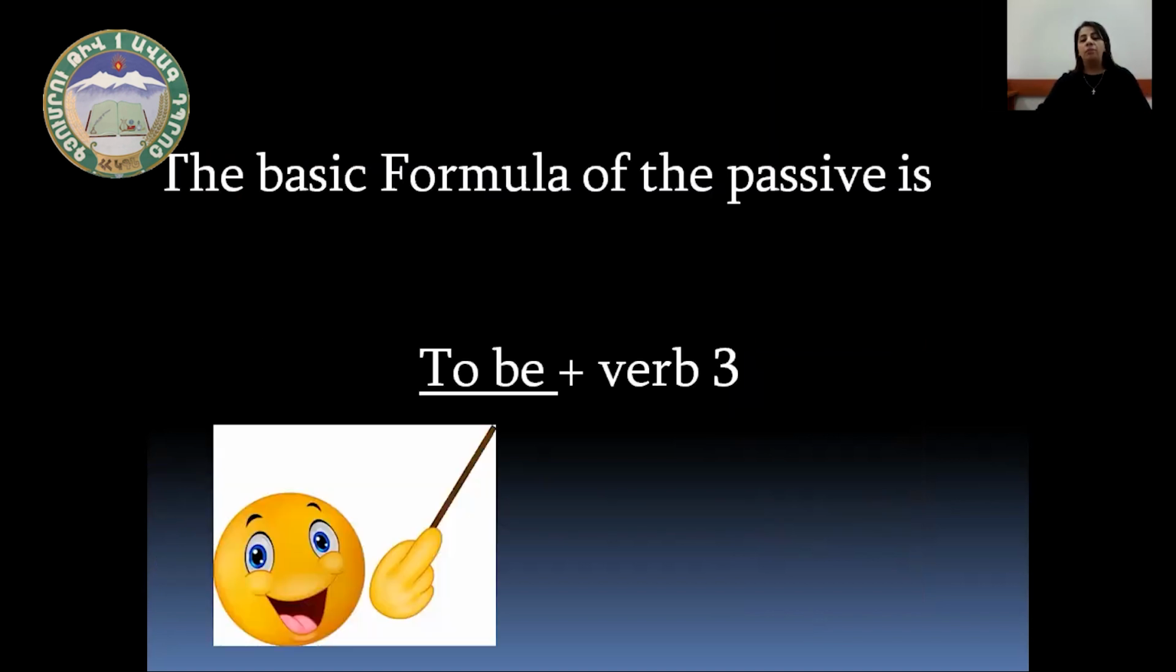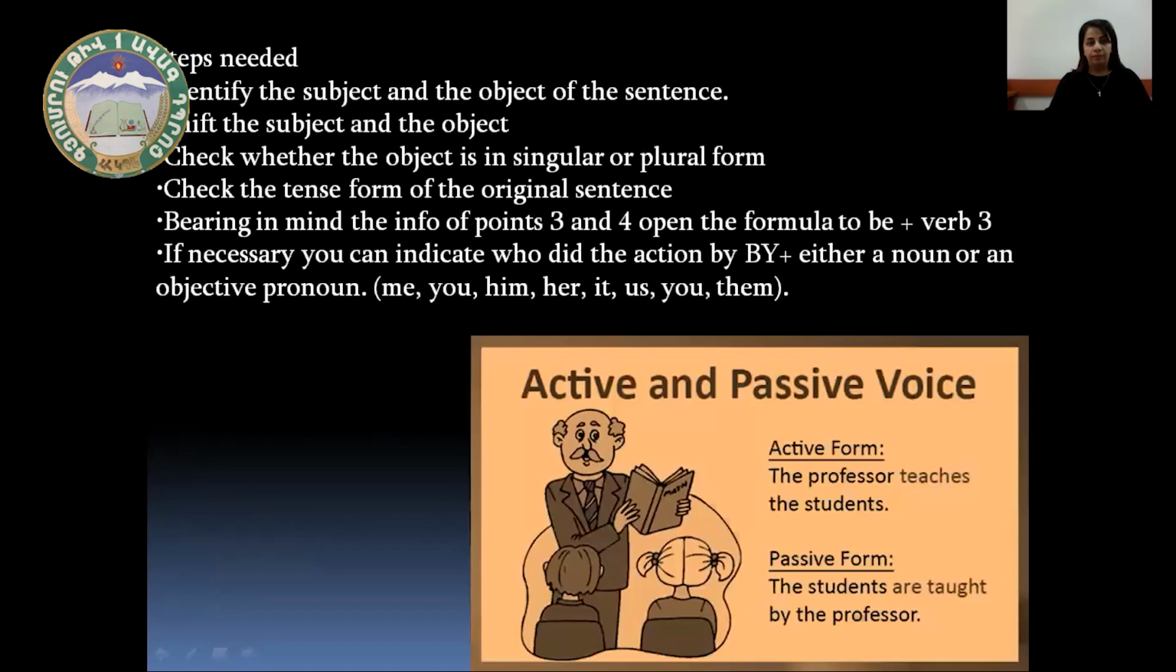So let's look at the basic formula of the passive voice in English. It is to be plus verb 3, where to be is the changeable part of the sentence. That means it changes with every tense form, whereas verb 3 remains the same. So let's look carefully at the steps which are necessary in order to make a passive sentence.